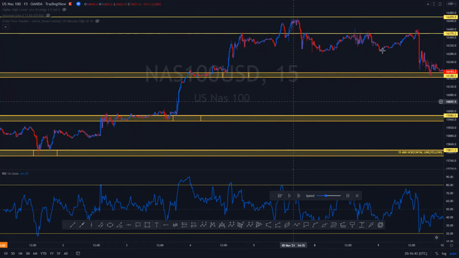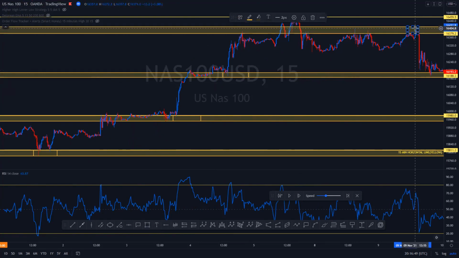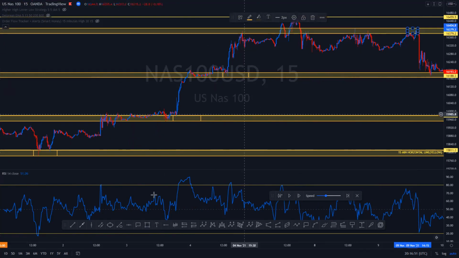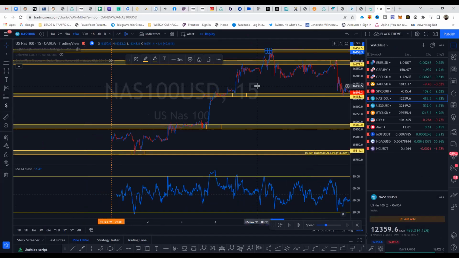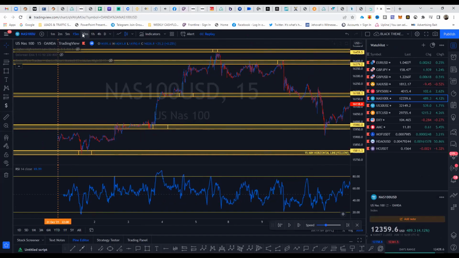Right there. And I'm going to put it up here. So now these zones are marked up for the 15-minute. Then the very next thing I do is go to the 30-minute.